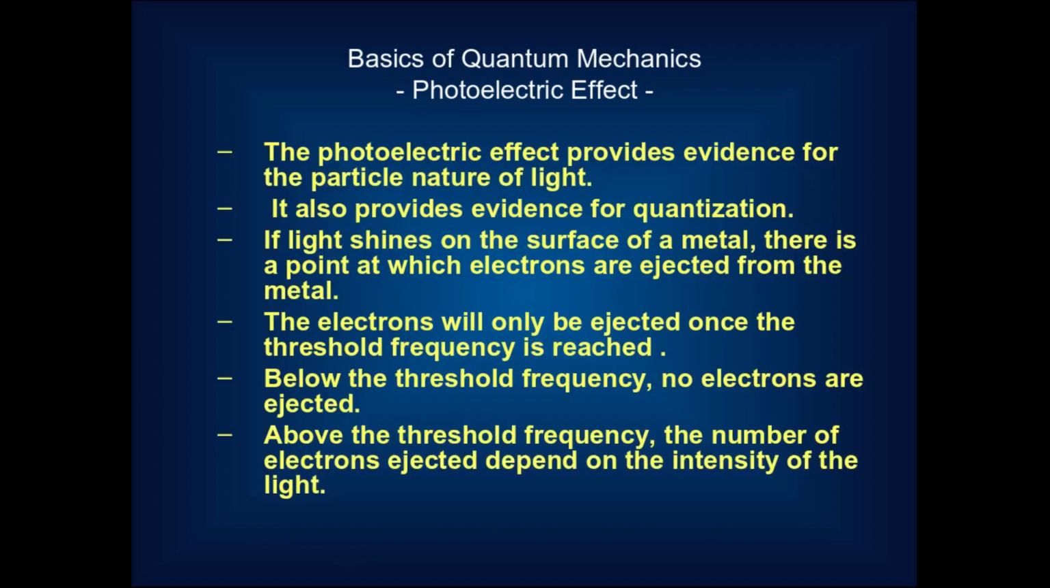The photoelectric effect provides evidence for the particle nature of light. It also provides evidence for quantization. If light shines on the surface of a metal, there is a point at which electrons are ejected from the metal. The electron will only be ejected once the threshold frequency is reached. Below the threshold frequency, no electrons are ejected. Above the threshold frequency, the number of electrons ejected depends on the intensity, not on the lower side of the threshold frequency.